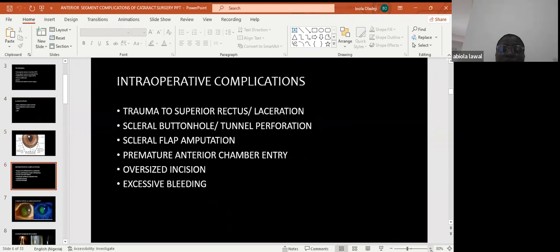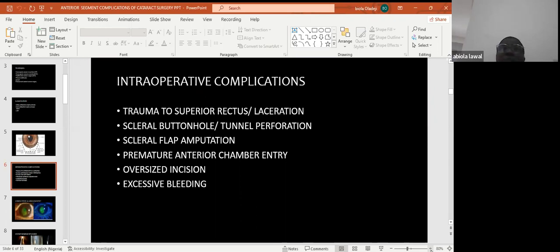For the intraoperative complications, one could sustain trauma to the superior rectus while trying to insert the bridle suture. We need this because it helps to give good exposure. We have to work on the sclera. We need good exposure. We need globe stabilization, especially when you have patients that are not particularly cooperative. And trauma can be sustained to this muscle.